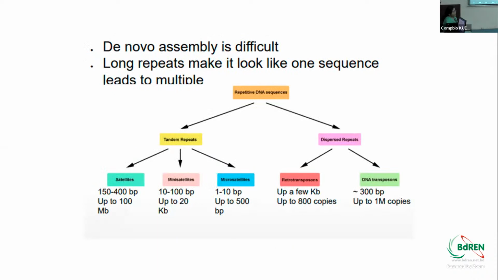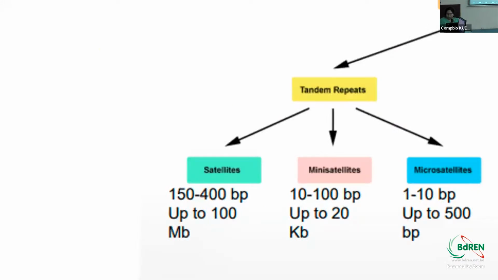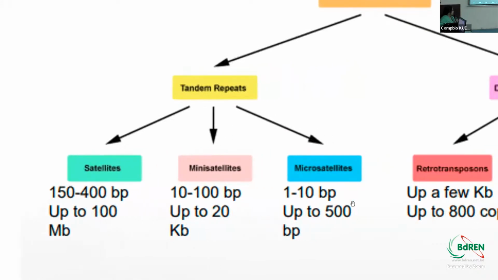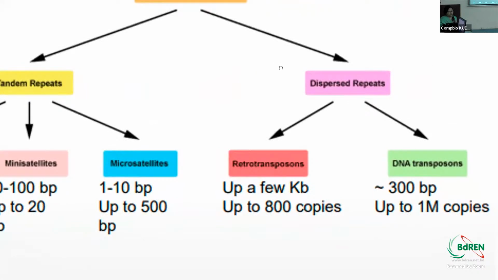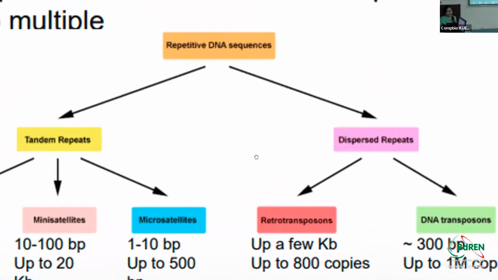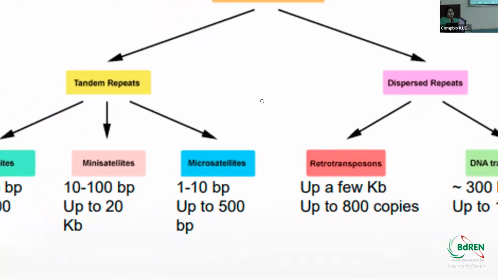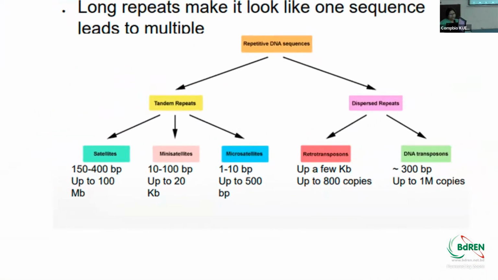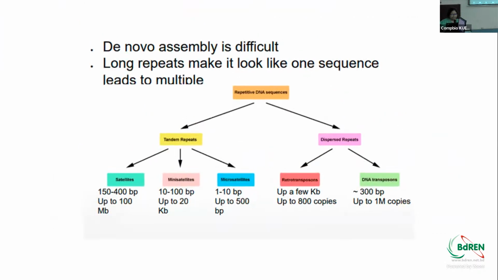We know that there are different kinds of repeats. I will not go into detail, but we know about the satellites, which are the tandem repeats, minisatellites, and also microsatellites. Microsatellites are a good marker for genotyping or linkage mapping. Also, there are genome-wide or dispersed repeats like retrotransposons or DNA transposons. These are the main repeat content in our DNA sequence.